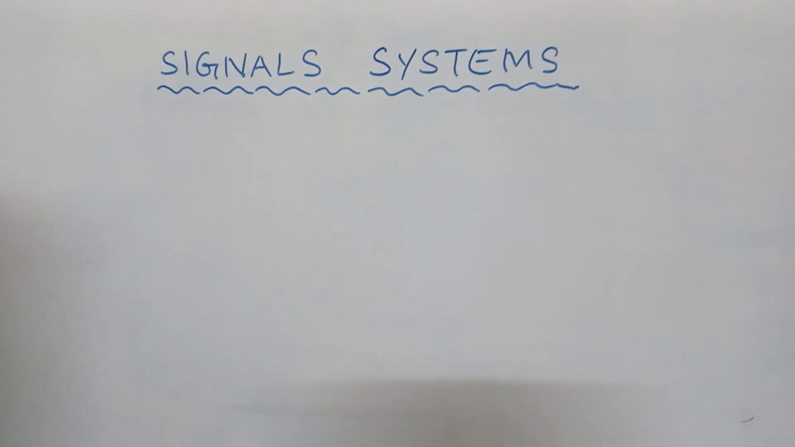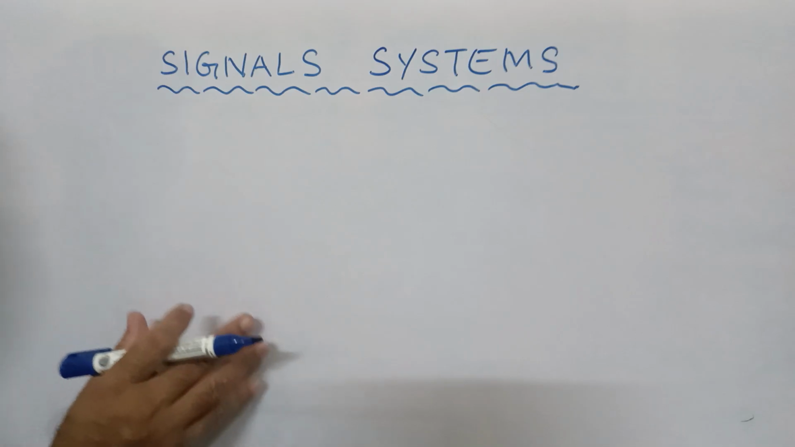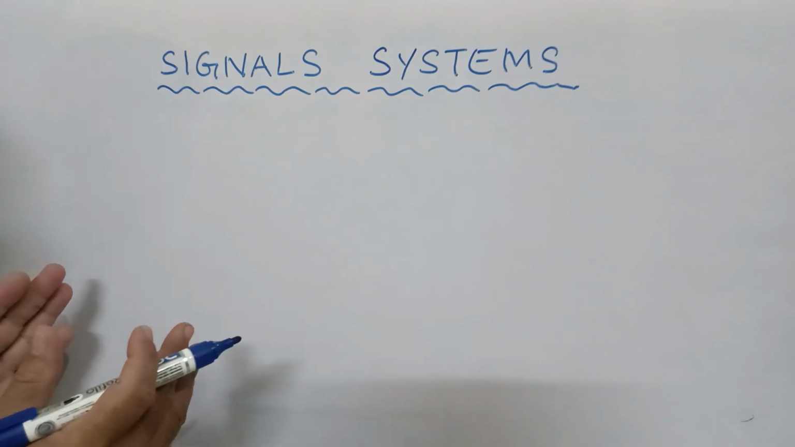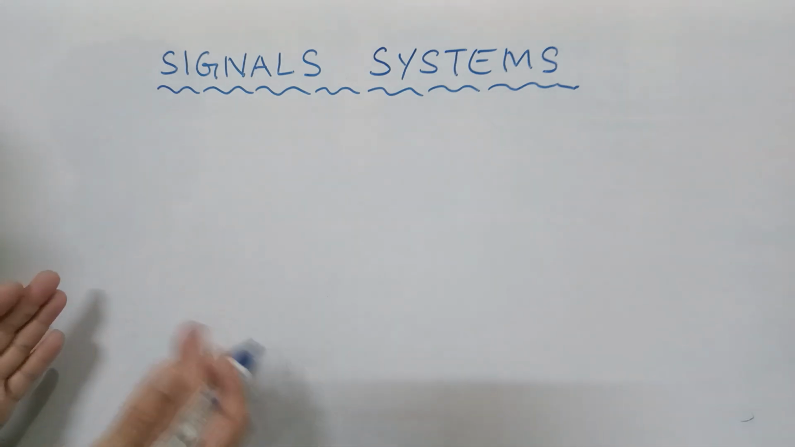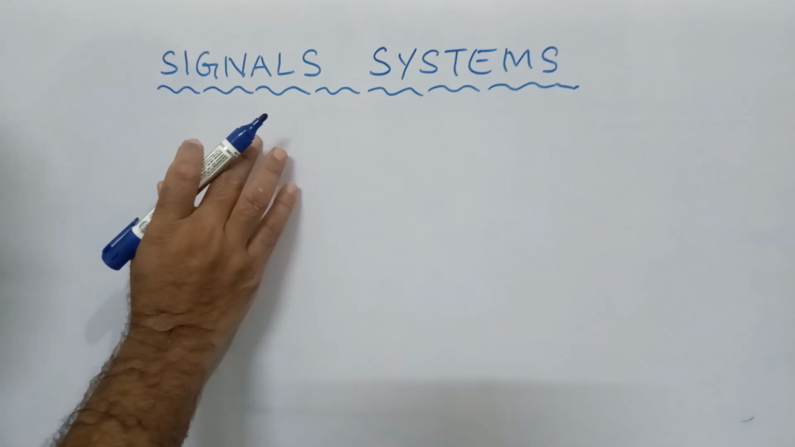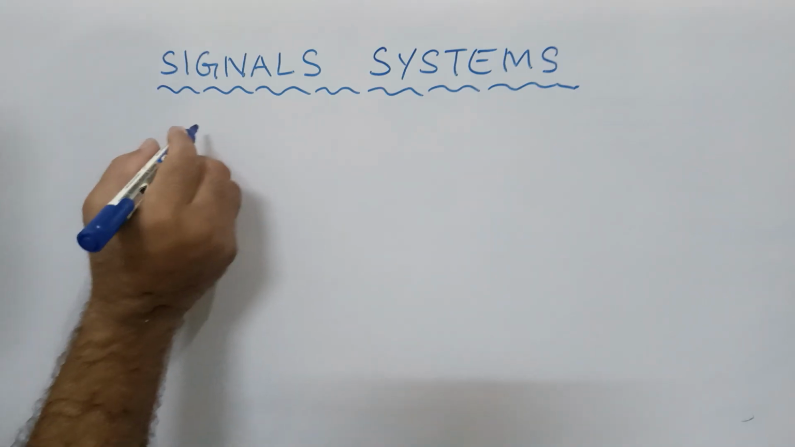We are discussing signals and systems, and we have seen the basic definition of a signal and the classifications of signals in our previous presentation. In this presentation, I would like to explain the different transformations being used to analyze signals. What are the various transforms?